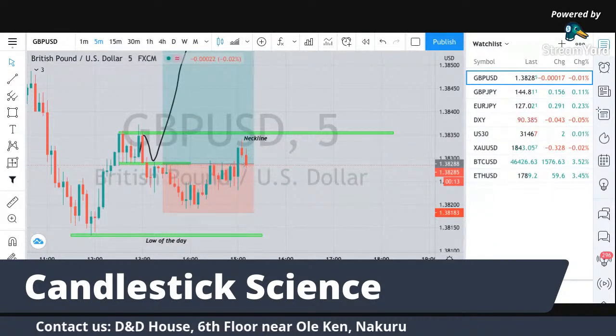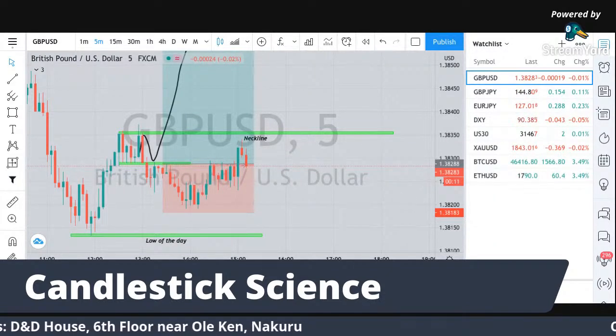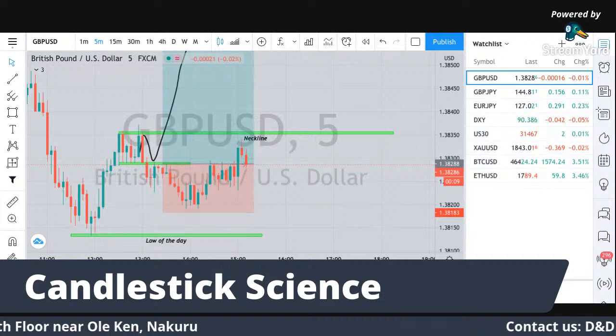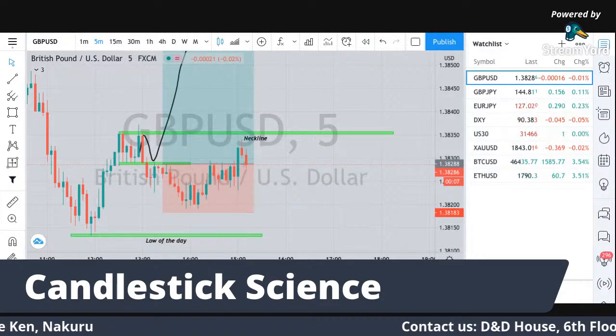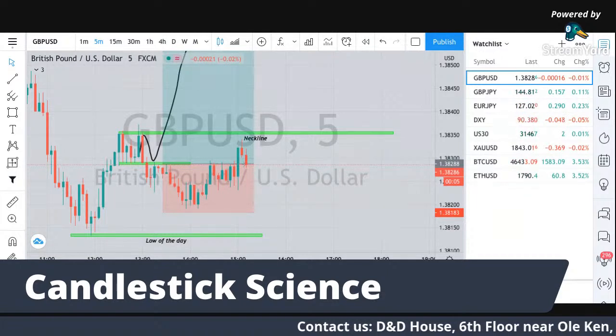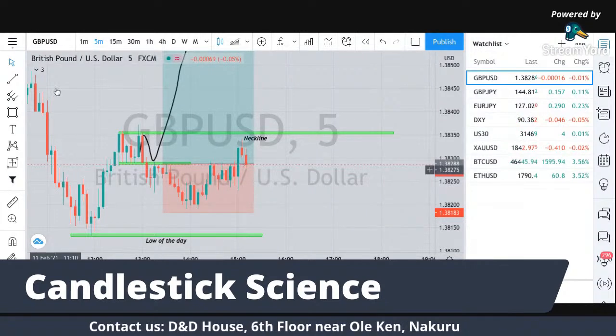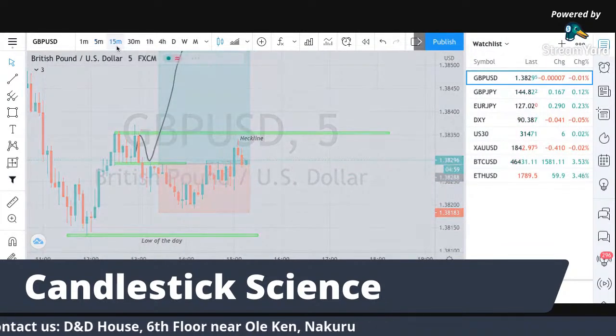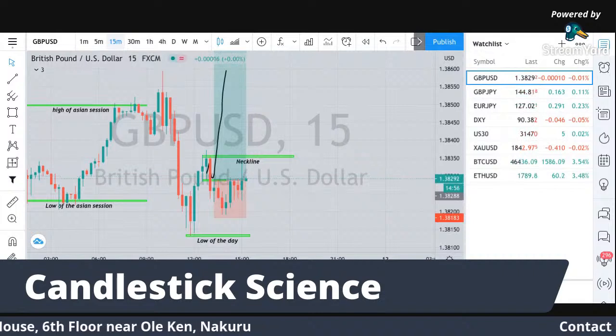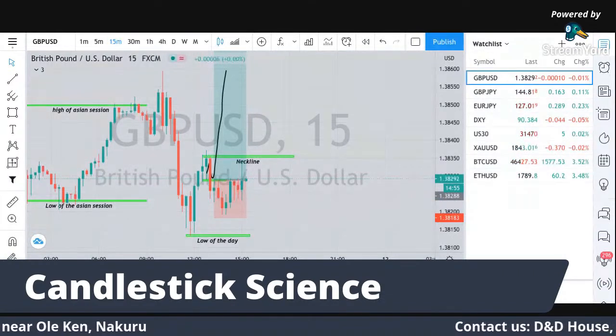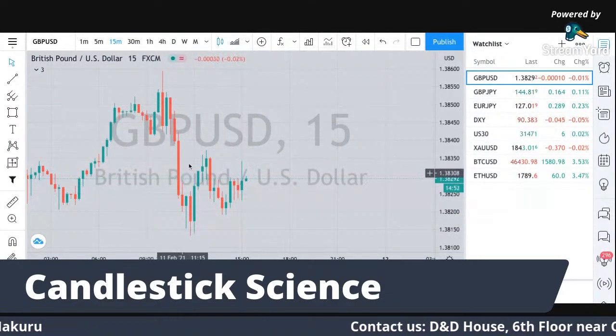The thing is about to close. That candle, oh, that's 5 minutes. I thought it was 15 minutes about to close below the support. It's the 5 minutes. If you look at the 5 minutes, this is how it looks.